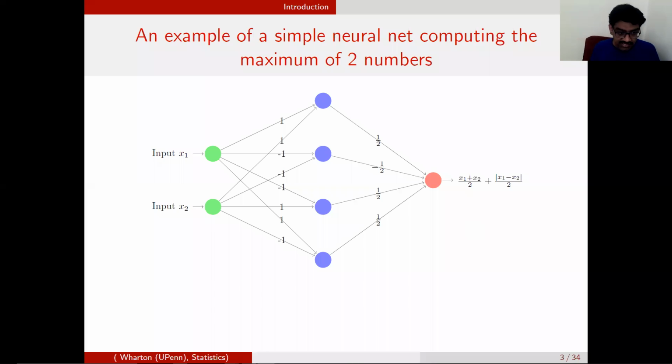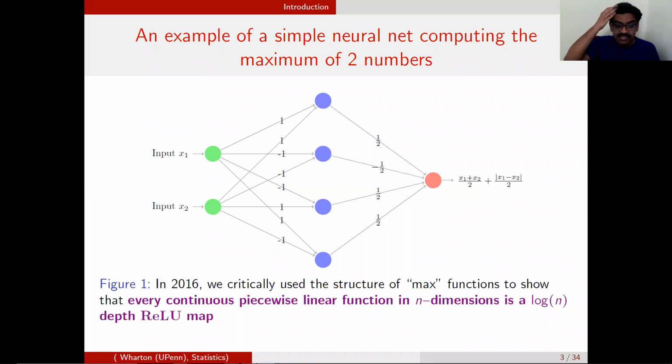That's my convention. And in 2016, when we first started proving theorems about neural nets, this kind of max function computation was very important to the structure of neural theory. One of the first structure theorems we proved was that every continuous piecewise linear function is a neural network of depth log n.